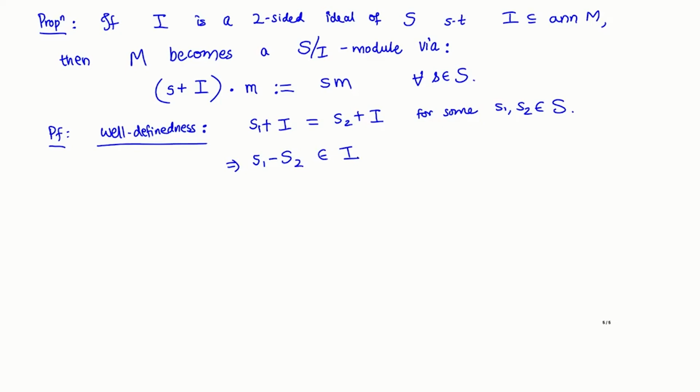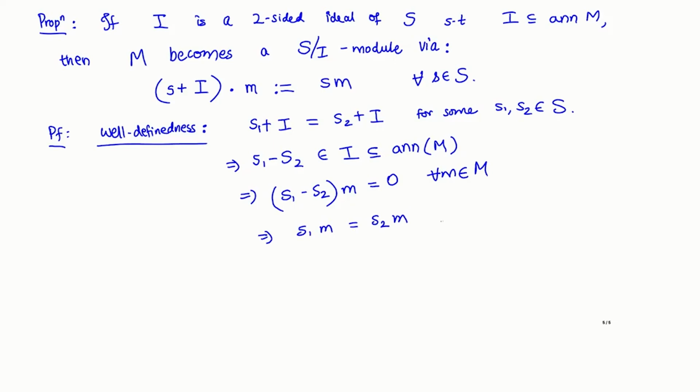Now let's check that I will get the same answer whether I choose S1 or S2 as my representative. So observe S1 minus S2 is in I, but I is contained inside the annihilator of M. Okay, what does it mean? It means that S1 minus S2 annihilates every element of the module. (S1 minus S2) times m is 0 for all m in M. What does that mean? It says S1 acting on m is the same answer as S2 acting on m for all m in M. And that's exactly what we wanted to prove, right?